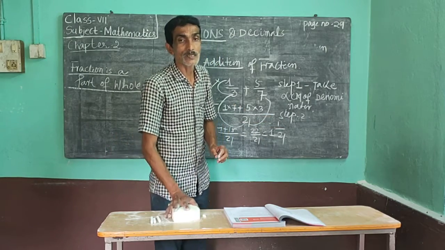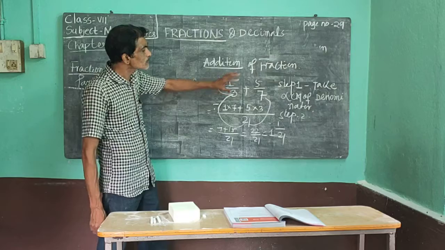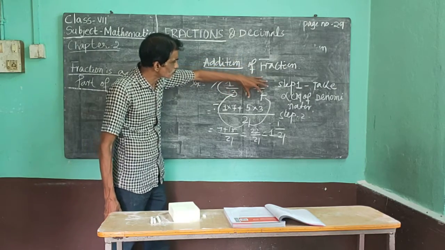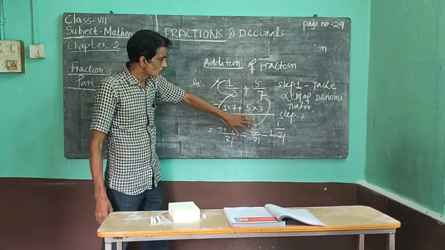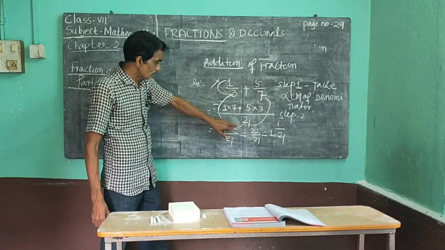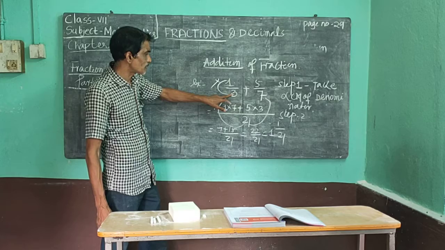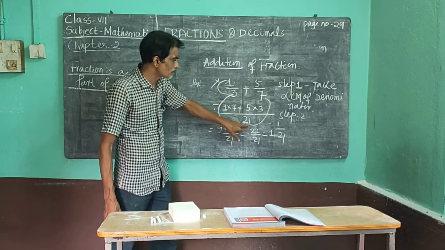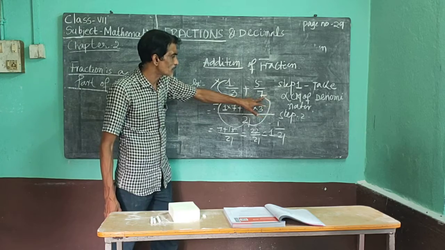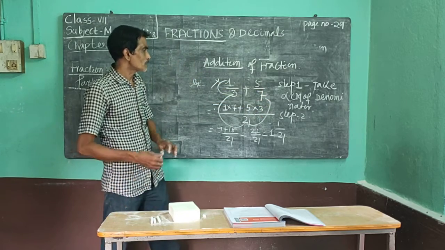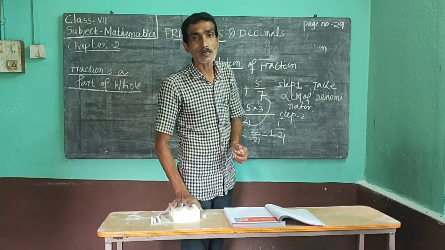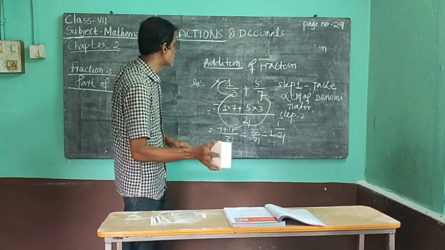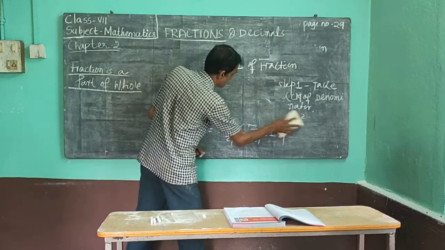For any addition, one more time revision: when two fractions are given, first take the LCM of their denominators. Then divide by the first denominator and multiply the quotient with the numerator. The same way, divide by the second denominator and multiply with the numerator. Then do the addition or subtraction, whichever mathematical operation is given. Another example of addition.